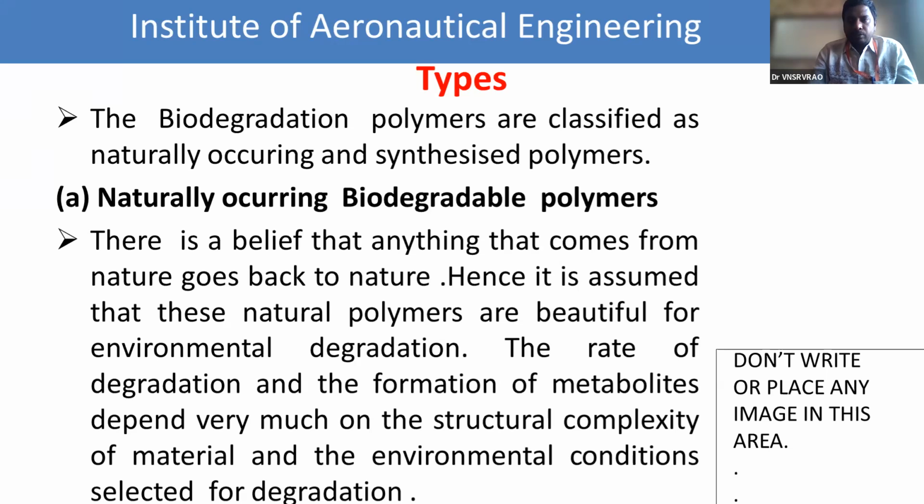How many types of biodegradable polymers? Two types. What are they? Naturally occurring biodegradable polymers and synthetic biodegradable polymers. Okay, very good. So in the case of the naturally occurring biodegradable polymers, the rate of degradation and the formation of metabolites depend purely on the structural complexity of the material and also environmental conditions for the selected degradation. So these are the conditions for the naturally occurring biodegradable polymers.